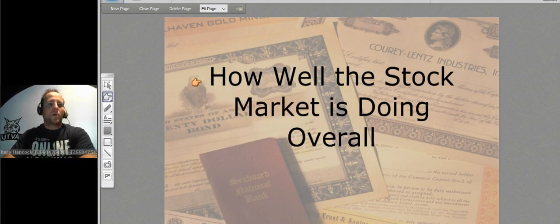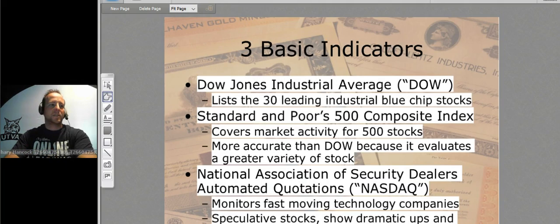How well the stock market is doing overall. Okay, so the stock market is basically all of these companies that decide to go public, which basically means to put their company out for other people to buy stocks in them.